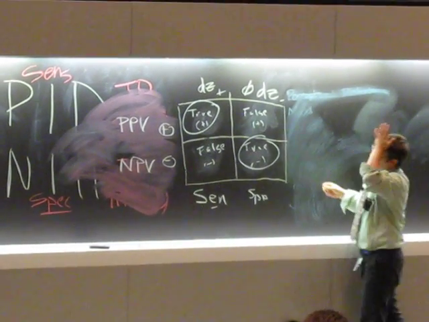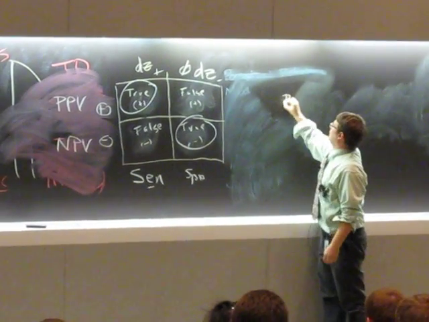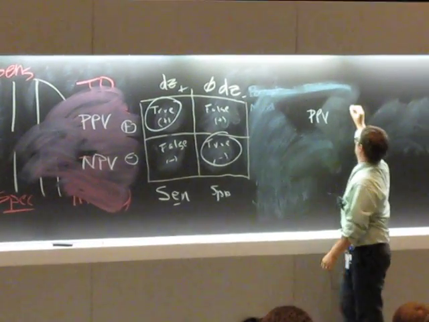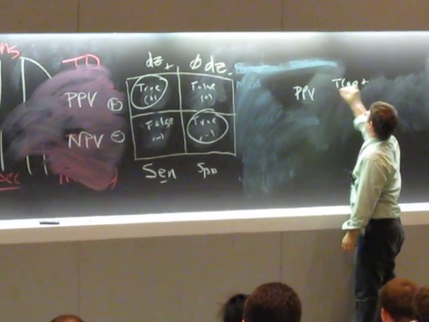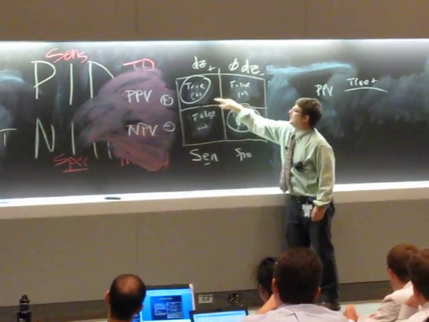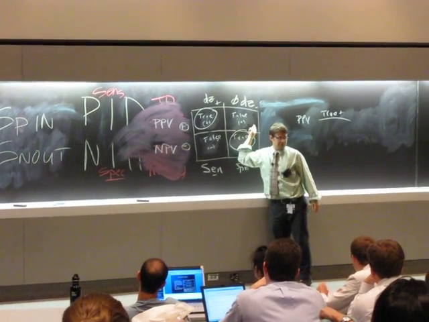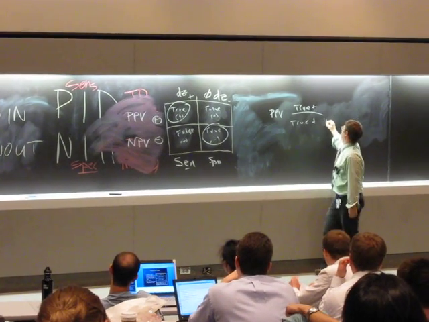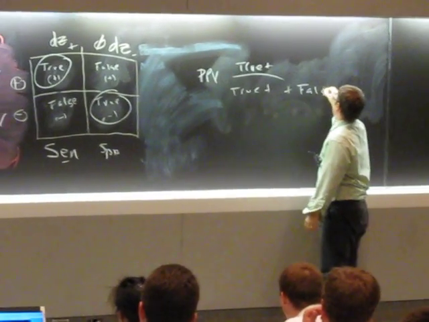Okay, so I'm like, well, what's the positive predictive value? Well, positive predictive value is, this one always has to be on the top. True positive over, and then you add the other ones that are in the same row. Over true positive plus false positive.